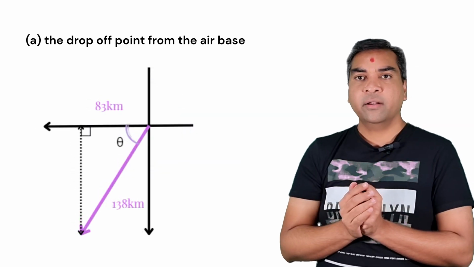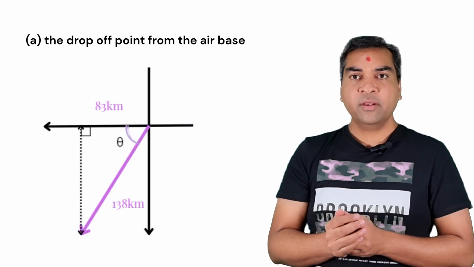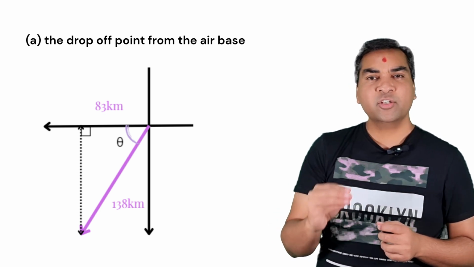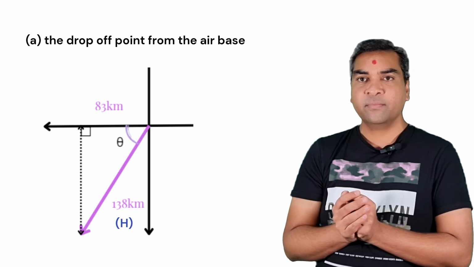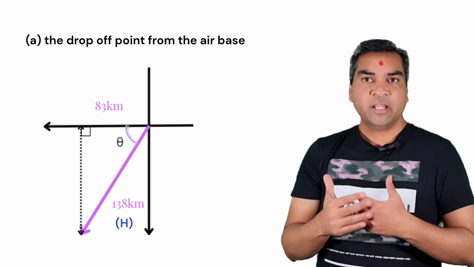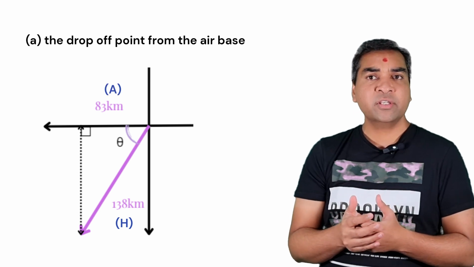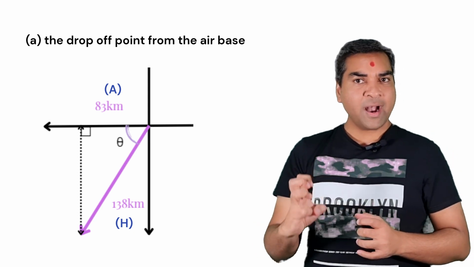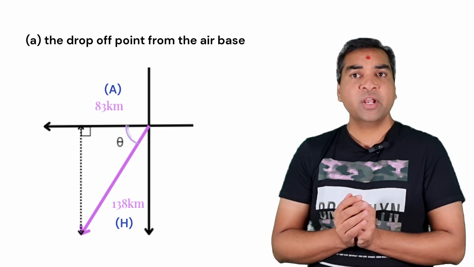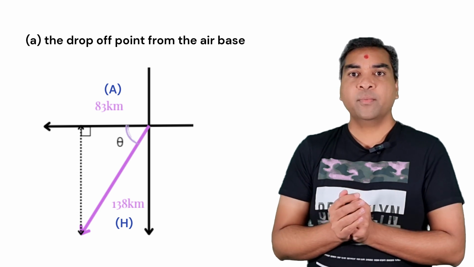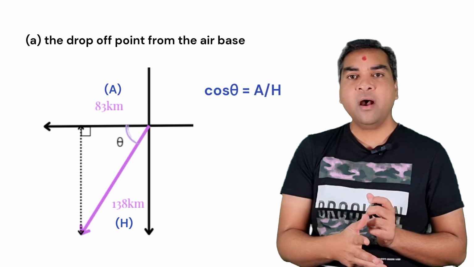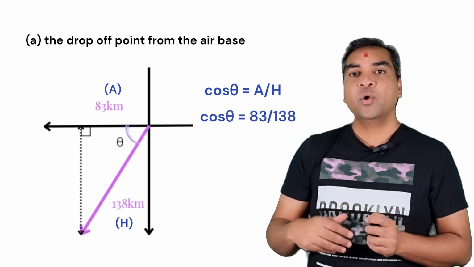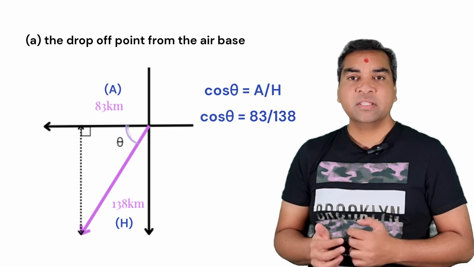Now in this right angle triangle, I'm going to use SOHCAHTOA, but before I use that, I'm going to label the sides. So 138 is opposite to the right angle, so that is the hypotenuse, and 83 is adjacent to theta, so that is my adjacent. I do have A and H, so am I going to use SOH, CAH or TOA? Because A and H, I'll be using CAH. So I can put down CAH, which is cos theta equal to adjacent upon hypotenuse. So cos theta equals 83 upon 138.